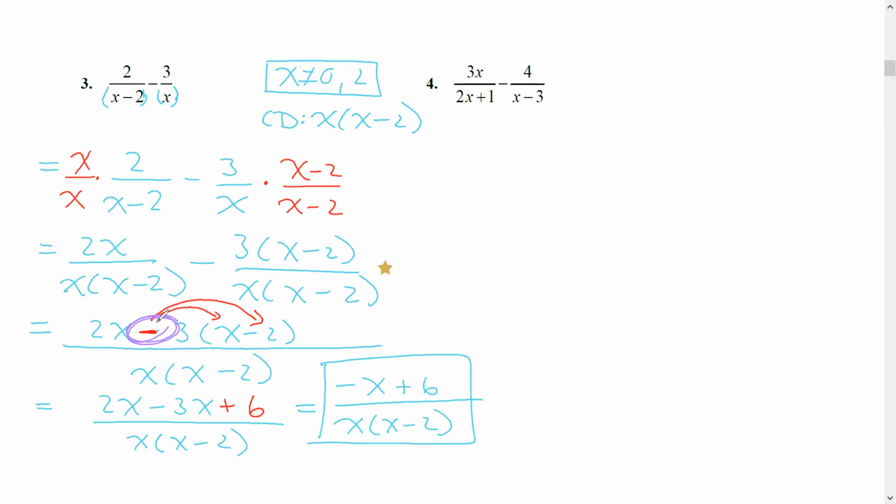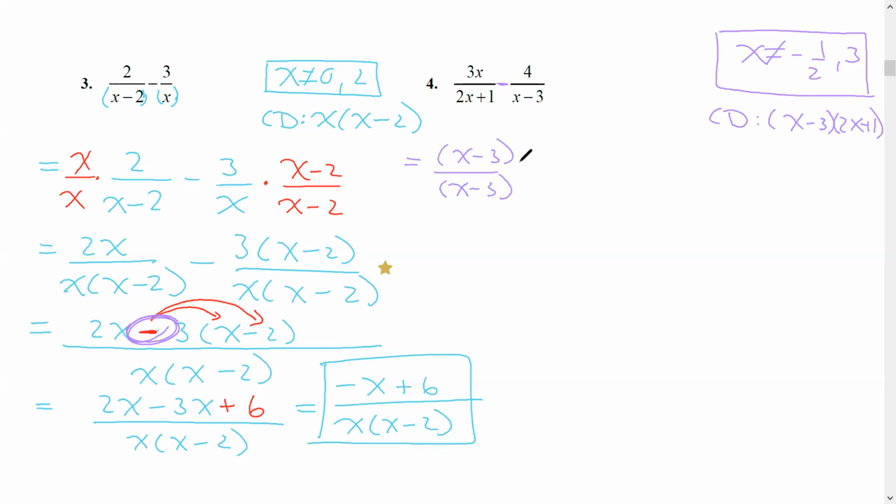Let's watch for it. So number 4, first thing I'm noticing is, oh, subtraction, he's messing with me, what a jerk. Anything to factor? Nope. Non-permissible values? Sure. X can't equal negative 1/2 or 3. Box it. Good to go. Common denominator. I need one of everything I see. So my common denominator is going to be that times that. So the first term needs an x minus 3 over an x minus 3. And the second term needs a 2x plus 1 over 2x plus 1.